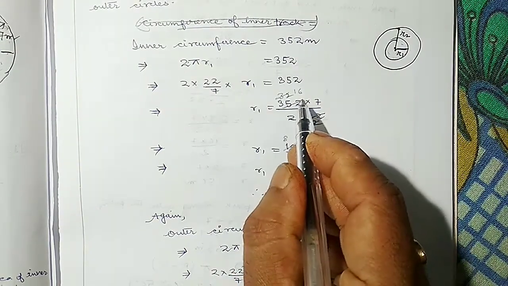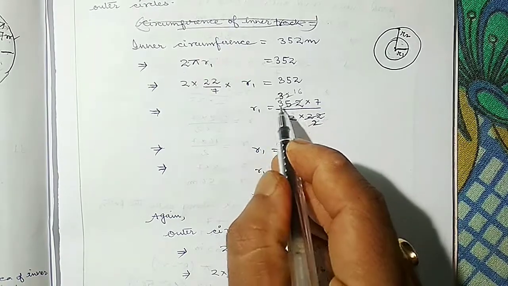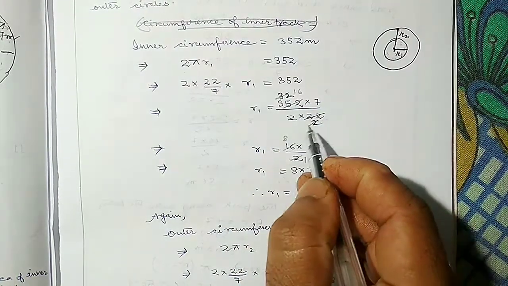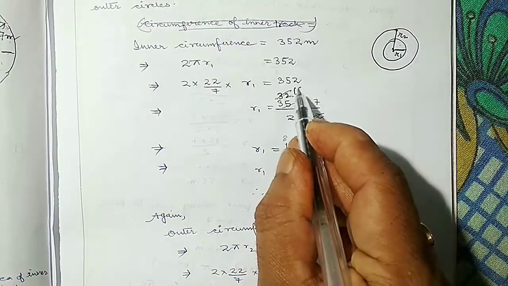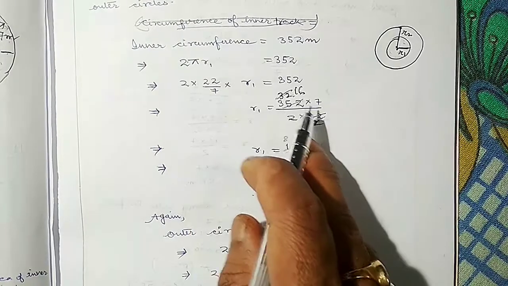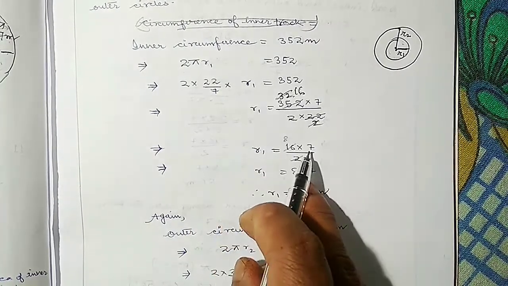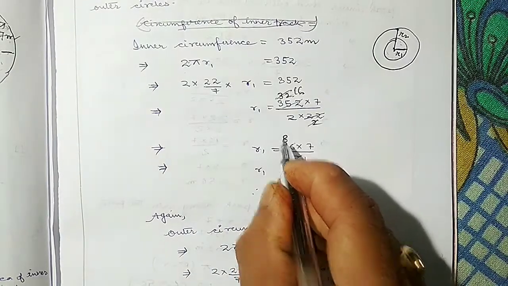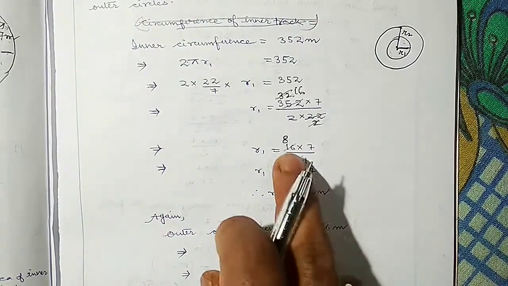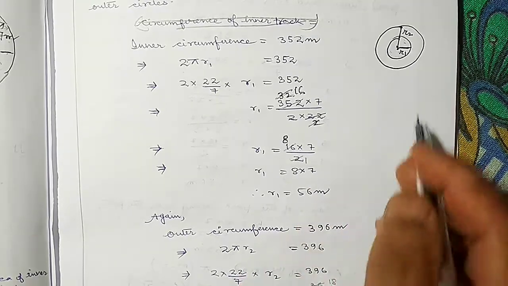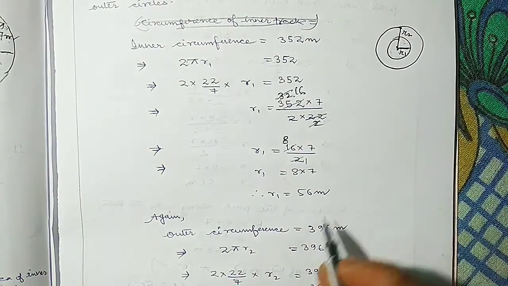If I cancel by 11, I am going to get 3 elevens are 33, 22, it will be 32. Again, if I cancel by 2, I am going to get 16 here. Okay, so we got r1 equals 16 into 7 by 2. Again, 2 and 16 can be cancelled. We got 8. Therefore, r1 is 7 into 8, that is 56 meters. Okay, so the radius of the inner circle is 56.